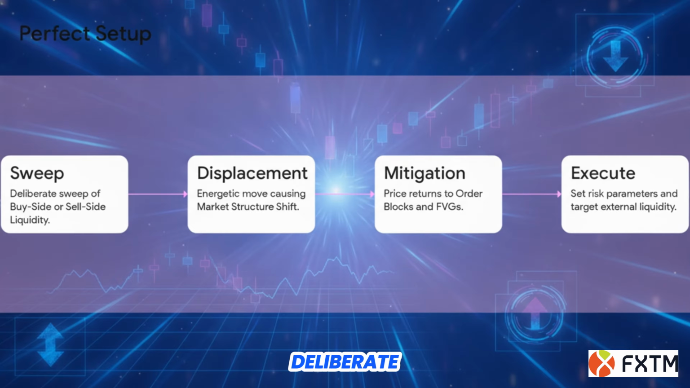First, we wait for a deliberate sweep of liquidity. That's buy side for a short scenario or sell side for a long scenario. We absolutely need to see that retail trap set. Second, we look for displacement. We want to see a highly energetic, high-volume move away from that sweep that causes a clear market structure shift.